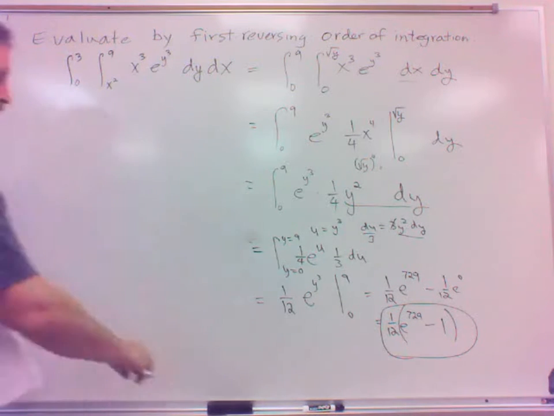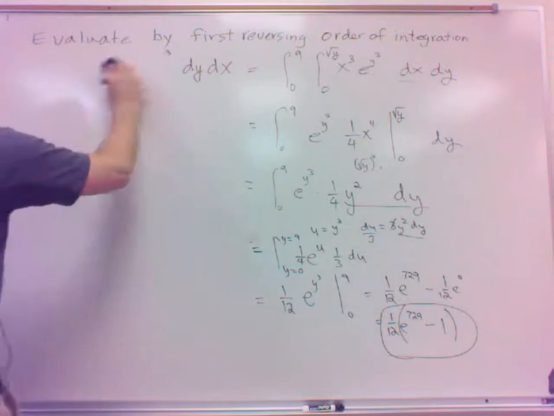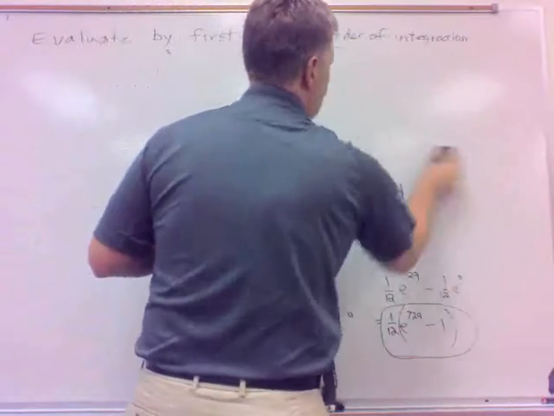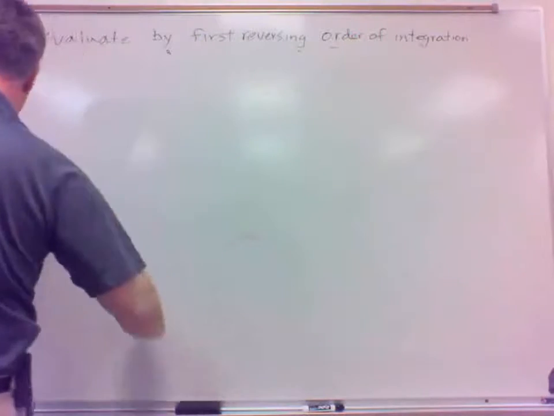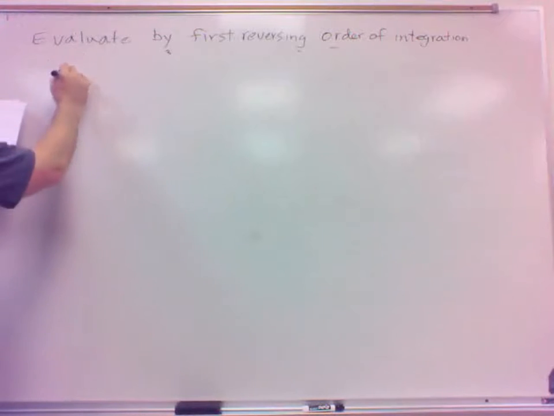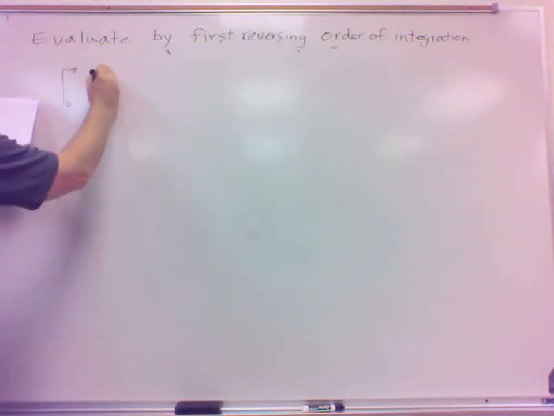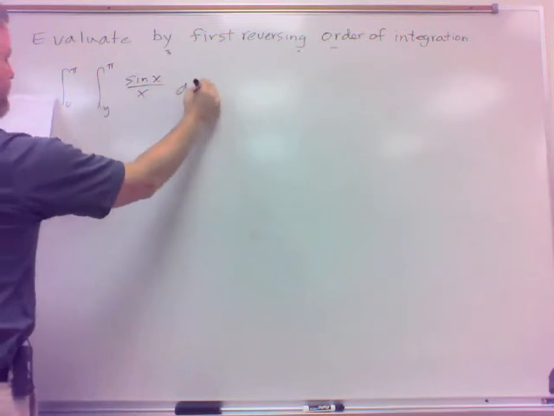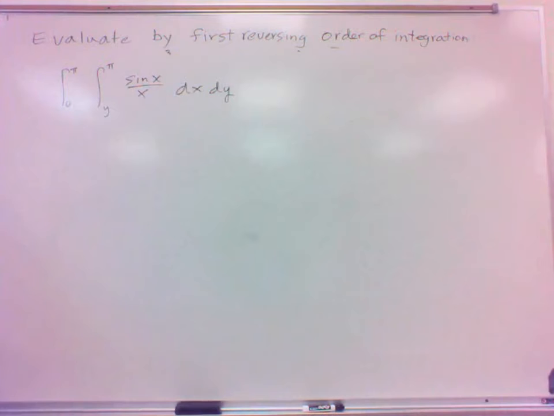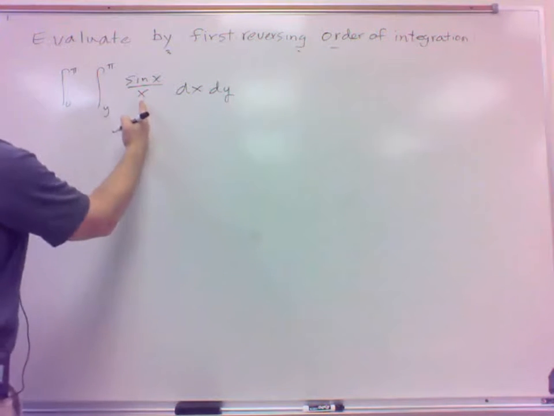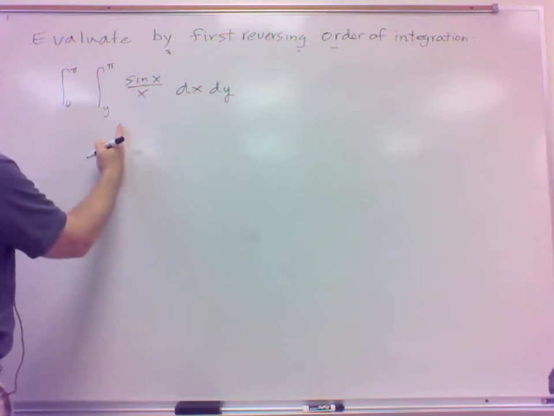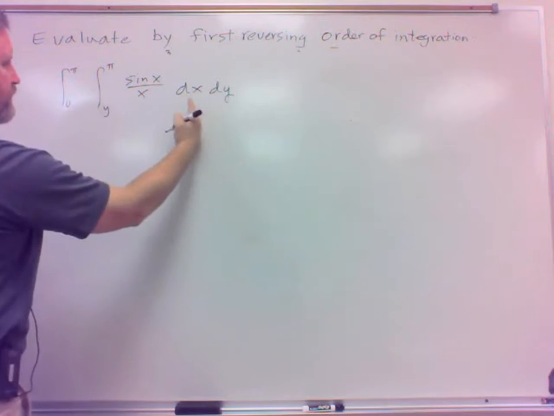Okay, so let me show one more like that. The integral from 0 to pi, y to pi, sine of x over x, dx dy. Again, without reversing the order here, sine of x over x is an impossible integral to do. And so let's switch these over and do dy and then dx.